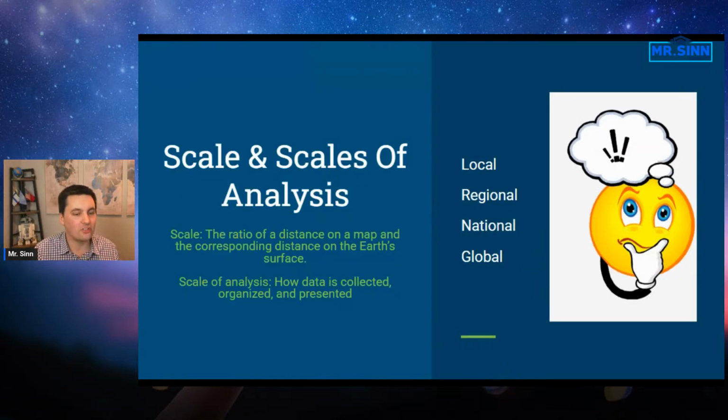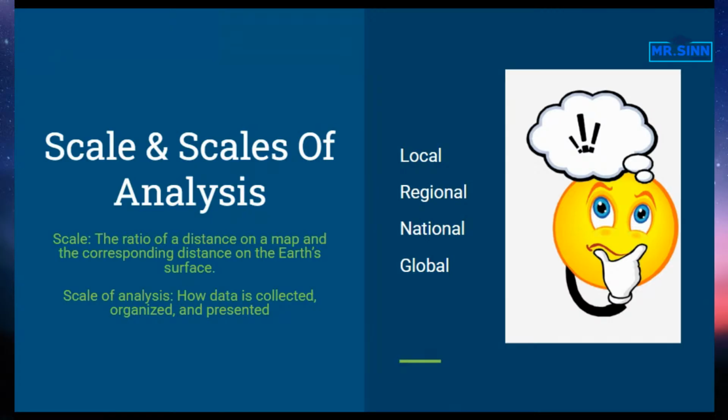All right, we're going on to scale and scale of analysis. Scale and scale of analysis, super important. Very easy to mix it up. A lot of people mix these things up here. Scale, remember, we're just talking about the Earth's surface, so like the distance on the map to the corresponding distance. Scale of analysis is all about how data is collected, organized, and presented. So always remember, scale of analysis is that data there. How it's organized, how it's presented.